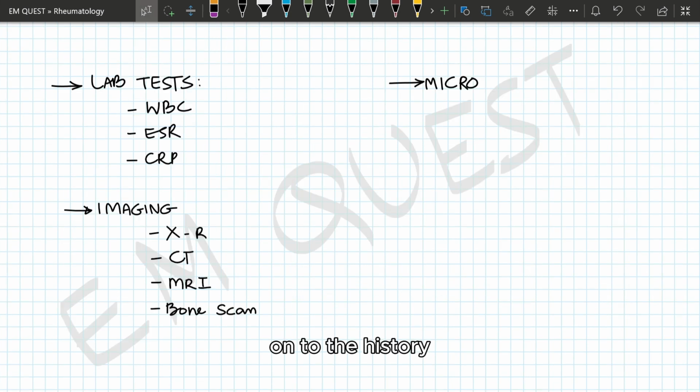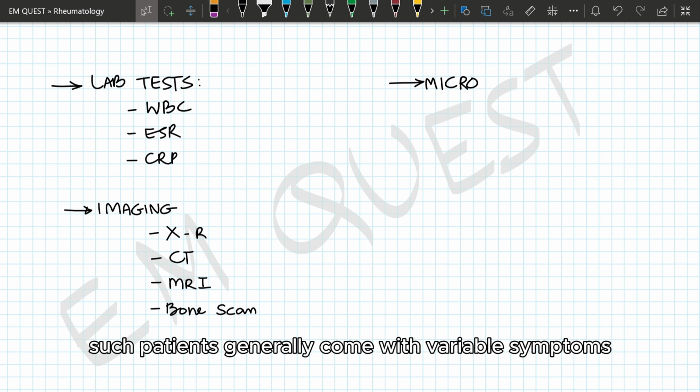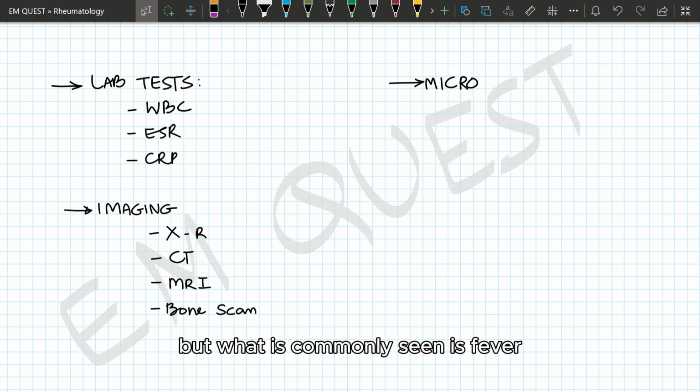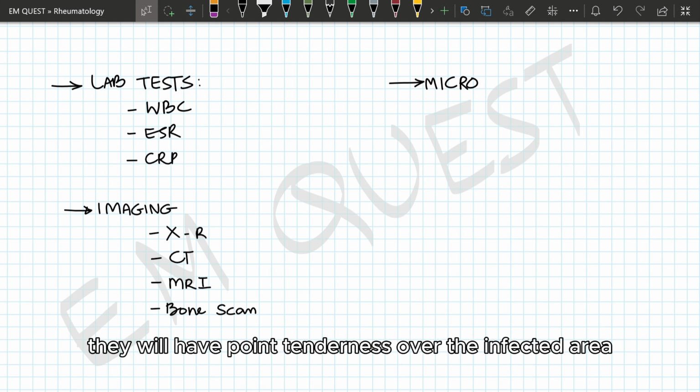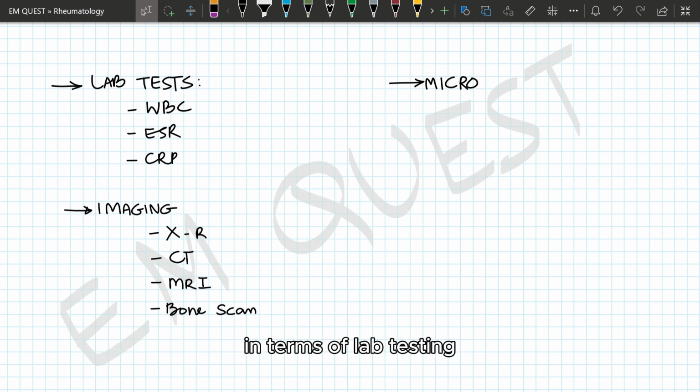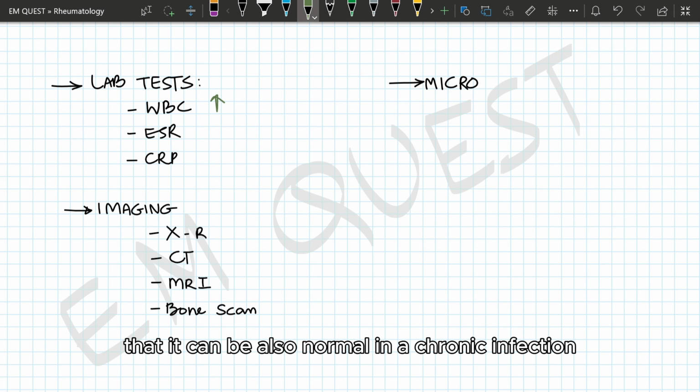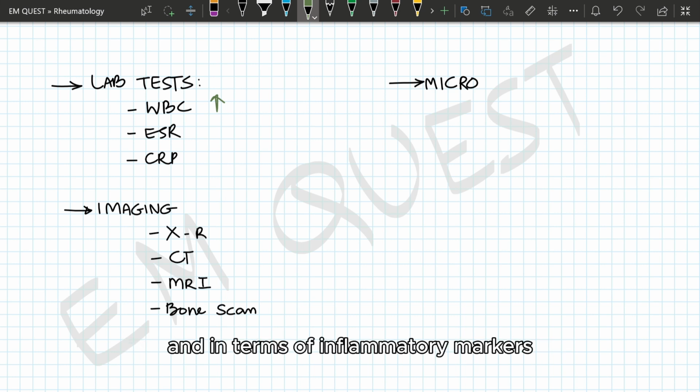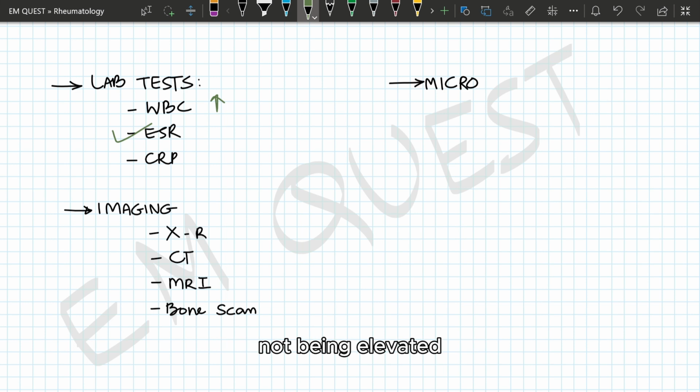Onto the history. Such patients generally come with variable symptoms, but what is commonly seen is fever, rigors, and they just look quite toxic. Examination wise, they will have point tenderness over the infected area. In terms of lab testing, WBC counts can be elevated, but bear in mind that it can also be normal in a chronic infection. And in terms of inflammatory markers, ESR also can be elevated, but it not being elevated is not a way to rule out the disease.